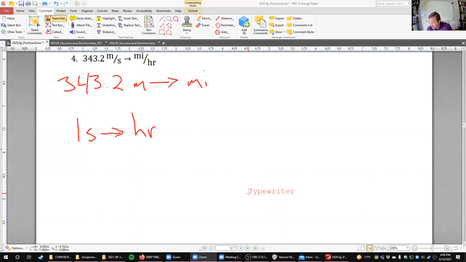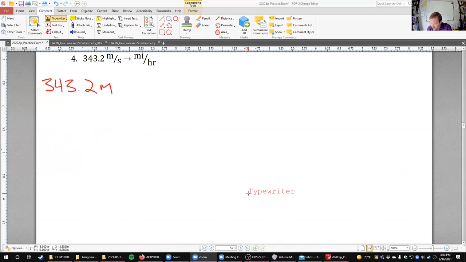The other way that allows you to do it all in one conversion, which is a little bit cleaner and more elegant when it comes to showing your work, is to treat it all as one conversion and just set it up as 343.2 meters over 1 second. We're still going to convert meters to miles, and we're still going to convert seconds to hours. We're just going to do it all as one fraction.